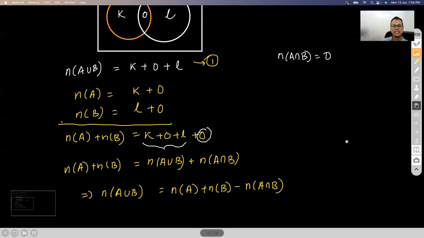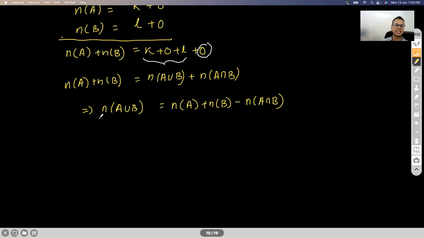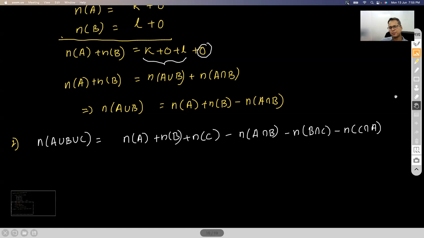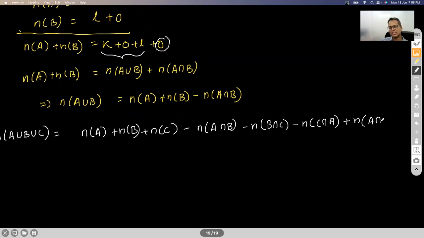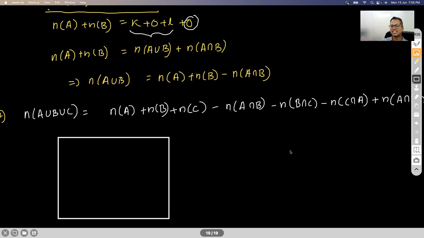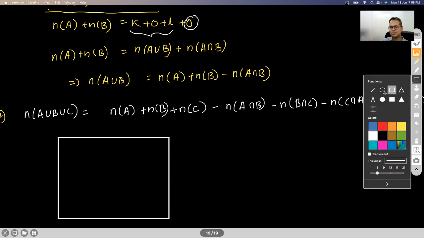Clear, everyone? Okay. Now, how does this property work when you are generalizing it? So if you take three sets, the result becomes NA plus NB plus NC minus the intersections two at a time, plus N of the intersection taken three at a time. Now, how does this come? Again, the proof is similar to the proof of the previous one. So I'll now make three sets for you just to show you. Please observe the pattern in these results. That is more important.